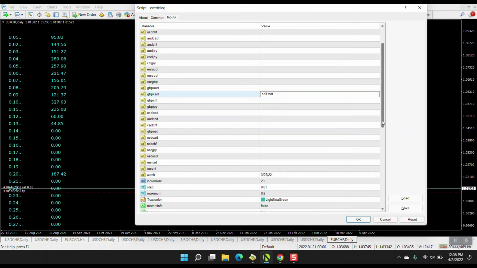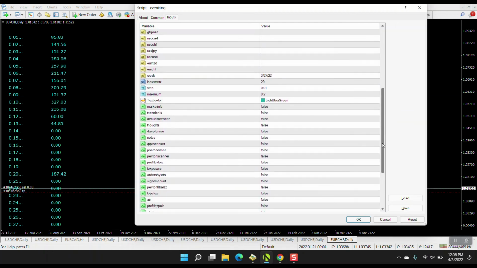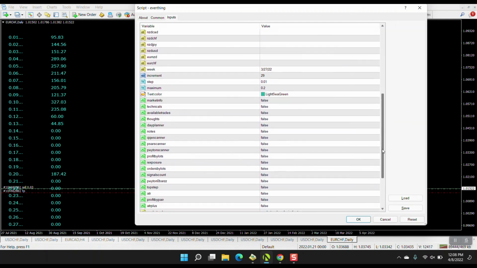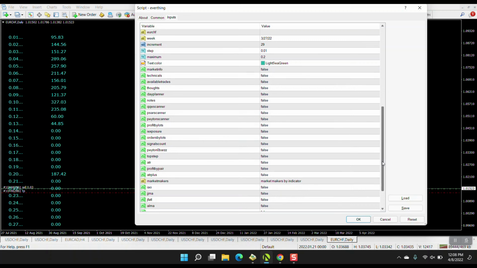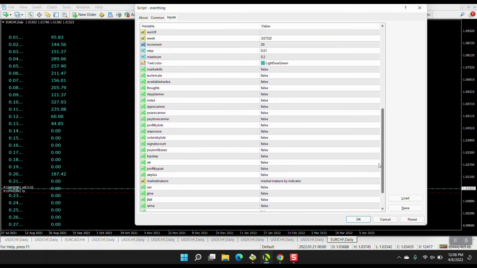Market info, that's something else. I'm looking down here now. Technicals, available trades, thoughts, day planner, and on and on. I've said before, talked about things with multiple pages. This has like 30 or more multiple pages where you can do different things. Even something as easy as exposure, that's there, right there. Order by lots, signal counts, that's something that'll shut down.